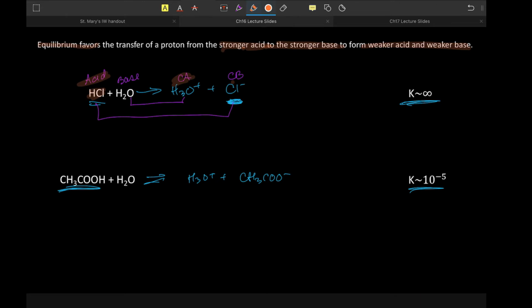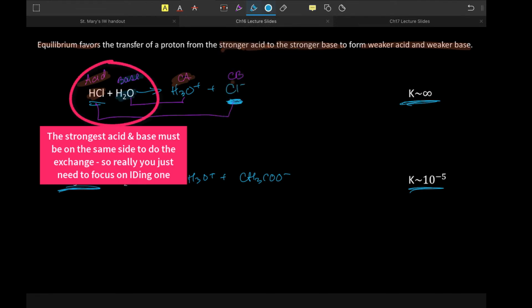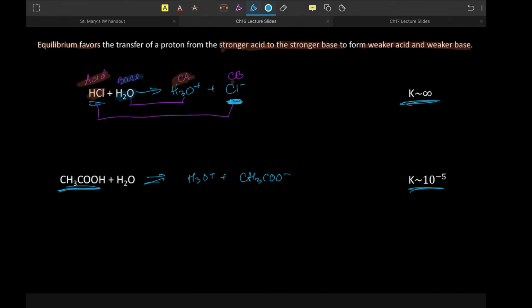And if we look at my bases, between H2O and Cl minus, my stronger base is going to be my H2O. Does that make sense? As in, the stronger acid will give up the proton, the stronger base will accept the proton, which means that these over here are our weaker species, yes?